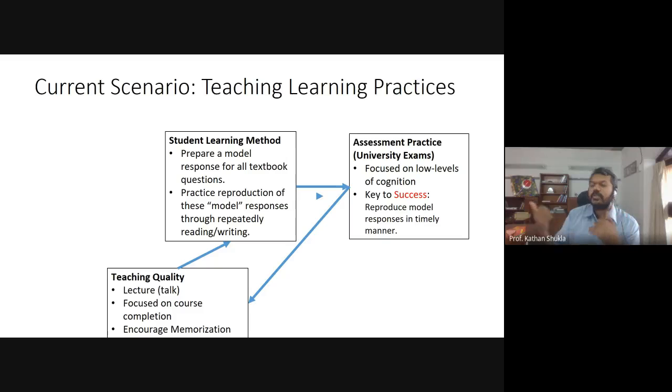Why? Because in the university exams or semester exams or college exam, key to success, you know, यहाँ पे red color में बताया है that key to success is reproduction of this model response or model text in timely manner, right? So mostly you have 3 hours, 100 marks या 70 marks का paper. So ये within 3 hours you have to reproduce all this model text जो भी आपके model responses बनाए हुए थे या learning material available था उसमें था.